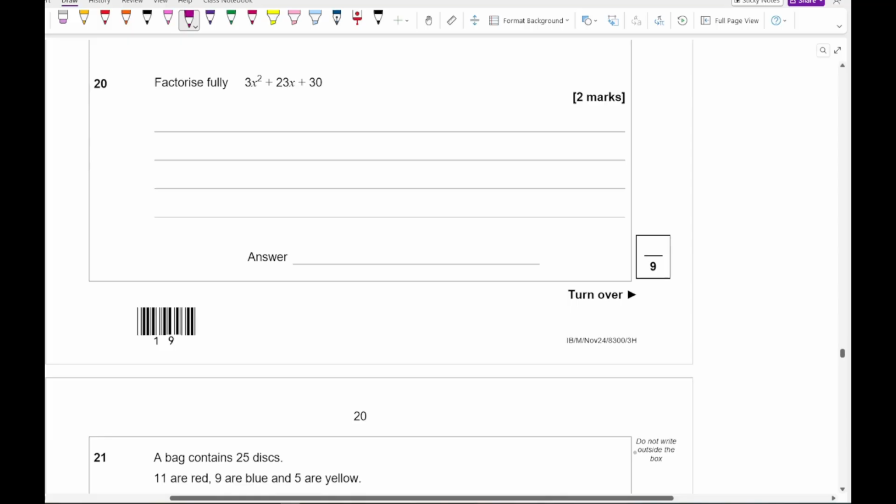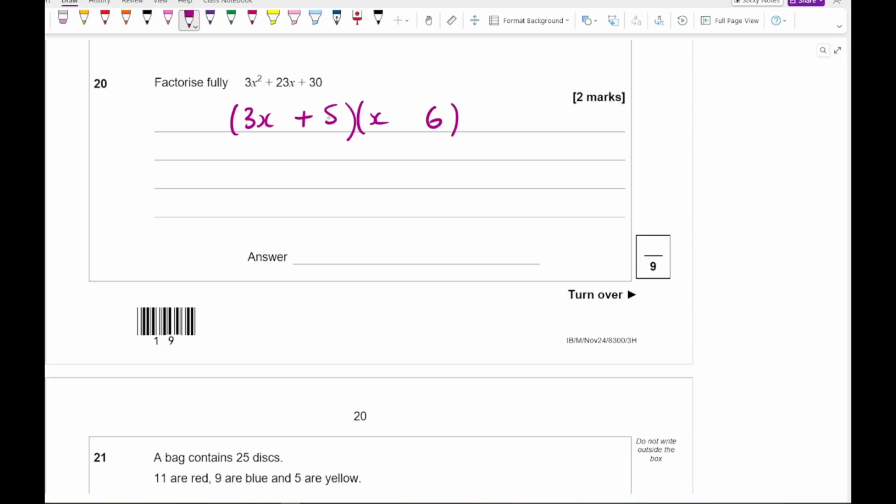Moving on to question 20, it says factorise fully. So for this, it's a quadratic, so we're looking at double brackets. Now again, you can use any way you want to do this. You can use the magic number way, or you can do it by inspection, particularly as the coefficient of x squared is a prime number. And so all we then need to do is write down our two missing values, in which you should have the brackets of 3x plus 5 and x plus 6.